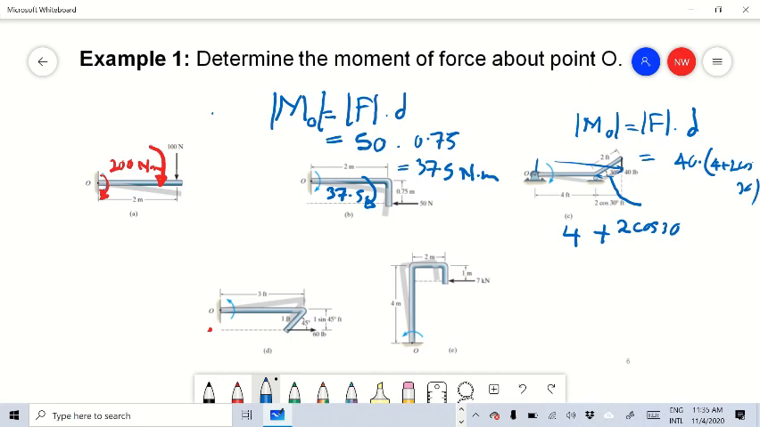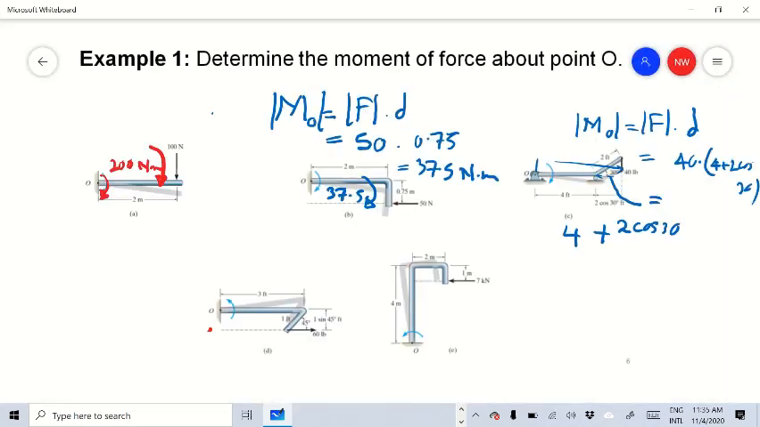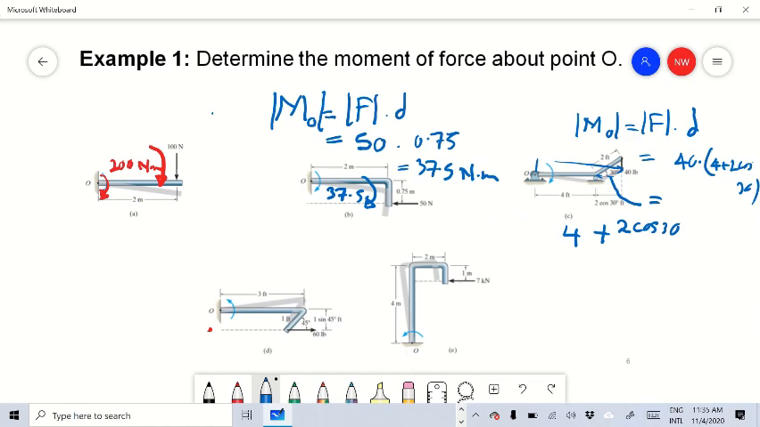So we will get our answer as 40 times 4 plus 2 cos 30. If you solve this, you will get 229 lb feet. This is the magnitude. What is the direction? If you take this force about this point, it will create this type of rotation, so it is in this direction.